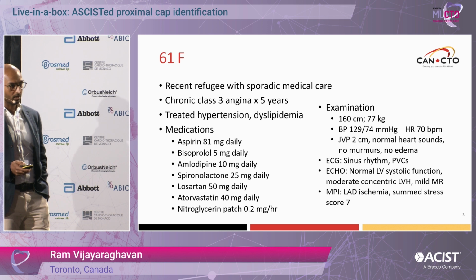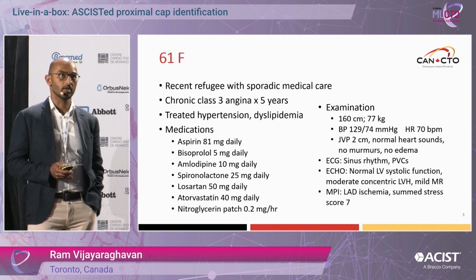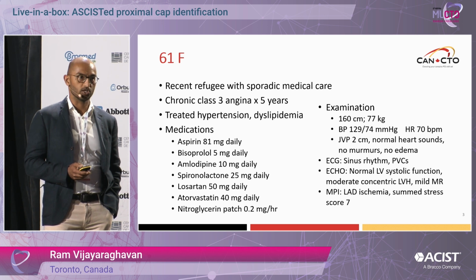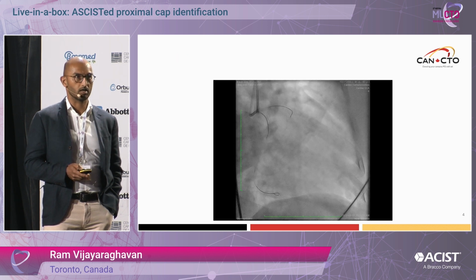So I work in East Toronto, and this is a typical patient that we have, a 61-year-old refugee who's had angina for years, initially not looked after. You can see her medication list, extensive. Her echocardiogram demonstrates normal LV function, and she has significant LAD ischemia on myocardial perfusion imaging.